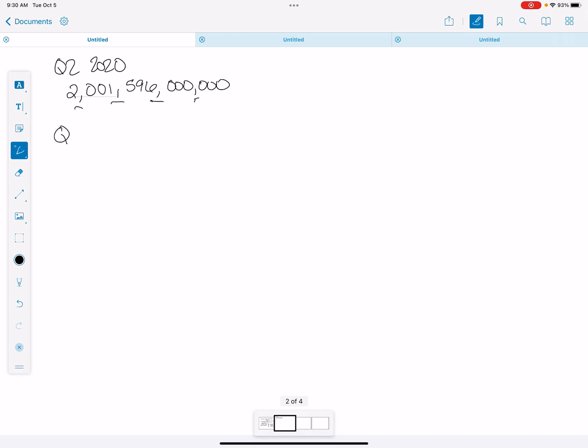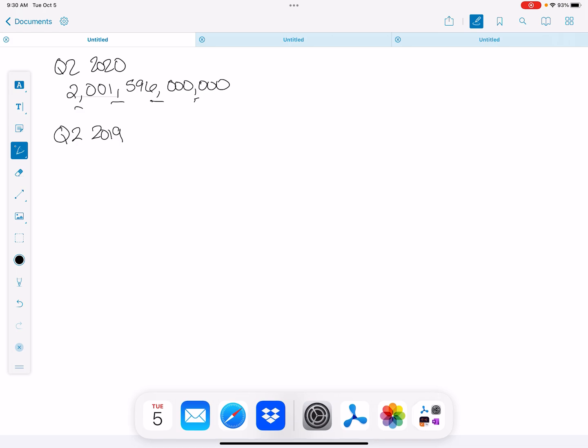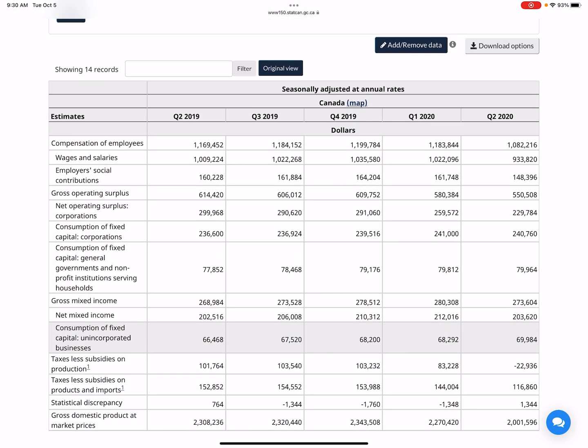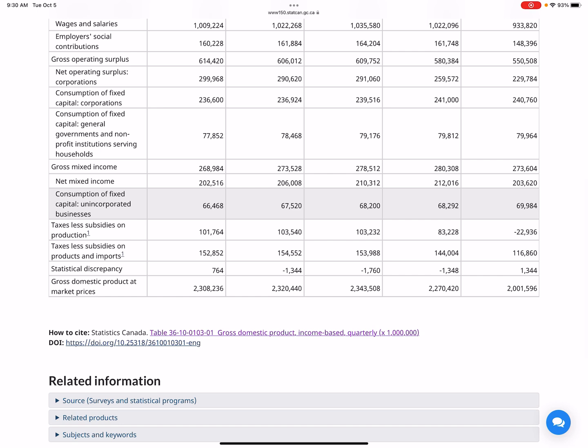Now we're going to need Q2 of 2019, so let's go pull that number while we have it. And that's going to be this first column here, and that's 2308,236.